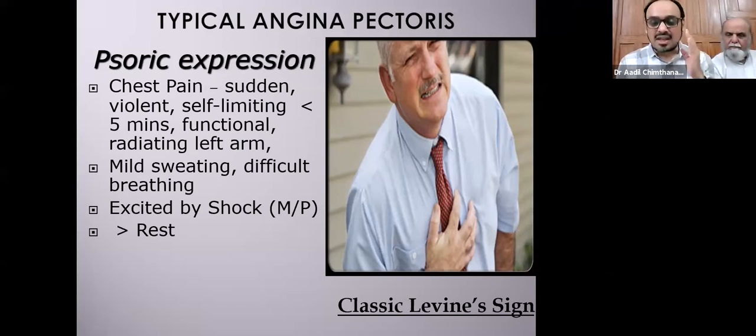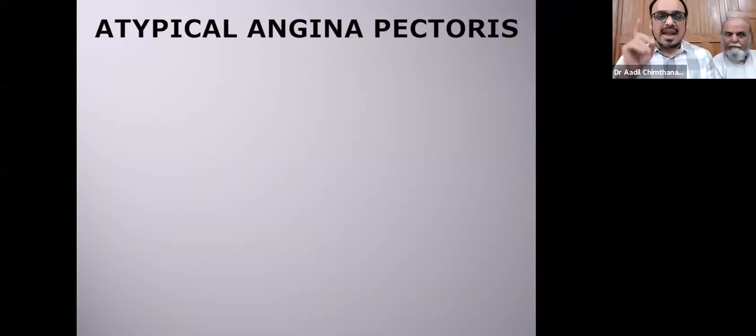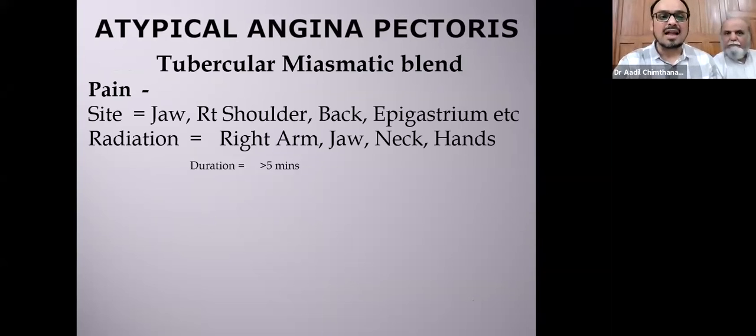Typical expressions are generally preceded by a shock, mental or physical exertion. And the person has this classic Levine sign, putting the hand or just touching the chest. Now, atypical angina pectoris is important because India is unfortunately the world capital of hypertension, diabetes, and ischemic heart disease. And we have maximum combos, hypertension and diabetes, turning out to be angina pectoris. Atypical angina pectoris is very, very common.